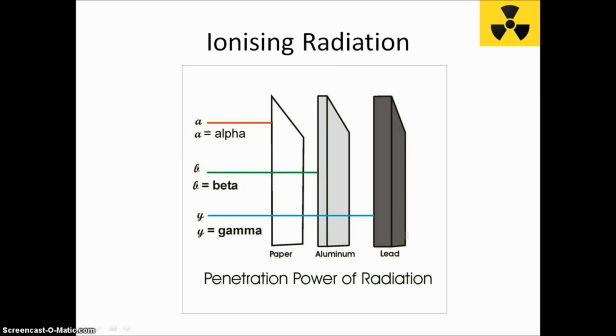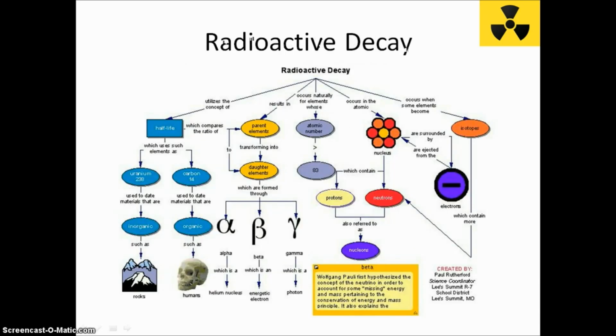Alpha is absorbed by a few centimeters of air or a thin sheet of paper. Beta passes through air and paper but is absorbed by a few millimeters of aluminium. Gamma, on the other hand, is very penetrating and needs many centimeters of lead or many meters of concrete to absorb most of it. Ionizing radiation is emitted when the nucleus of an unstable atom decays.